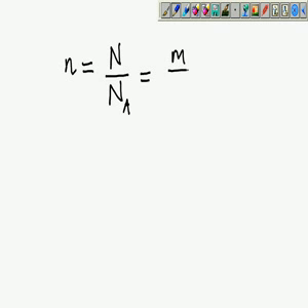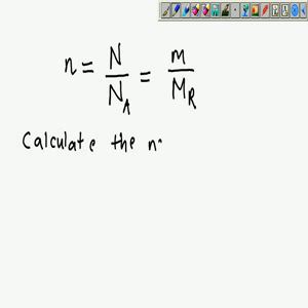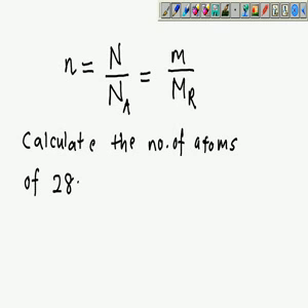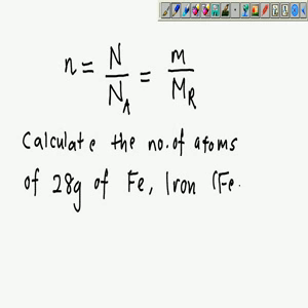With such interconnection, I'd like to invite you to do one calculation. Calculate the number of atoms of 28 gram of Fe iron. Okay, Fe is given as relative atomic mass of 56. Alright, the Avogadro's number is also 6.02 times 10 power 23 per mole.